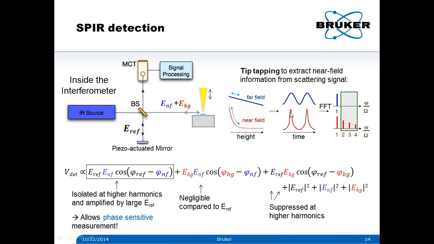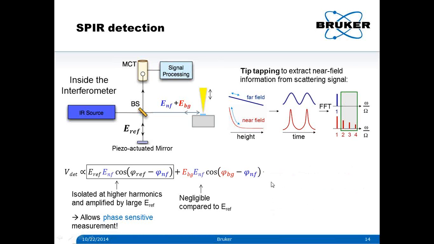So in time, you have these spikes. You have high signal when you're close to the sample. And if you Fourier transform that, you have a lot of higher harmonics that are not present in the far field backscattering. So this is the way to go. We want to look at higher harmonics to suppress these terms here that are not modulated at higher harmonics. So we get rid of them.